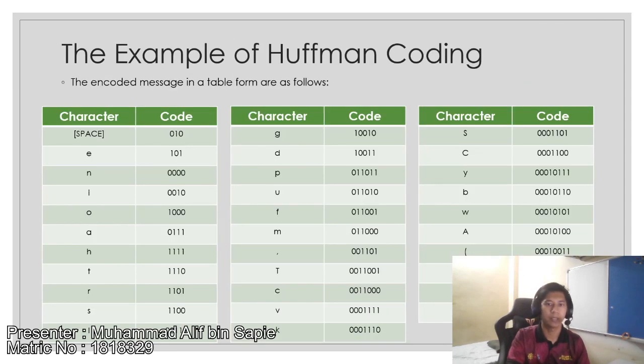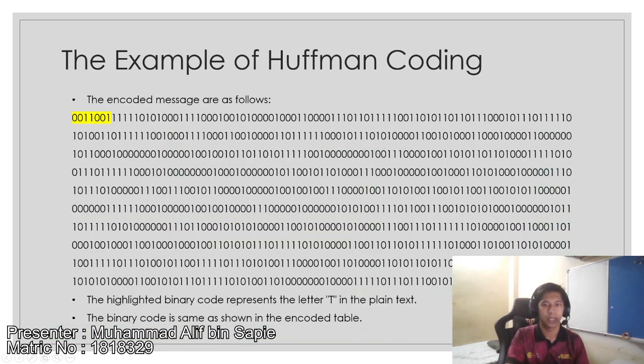Okay, after we make the tree, we can list the encoded message in a table as shown here. As shown in the table, space is coded as 010 in binary form. The encoded message follows the tree that we made just now. Lastly, we get the encoded message in binary form as follows, where the highlighted binary code represents the letter capital T in the plain text. Thus, to decode the binary code here, we reverse the encoded messages table before this and compare the letter and the binary code.